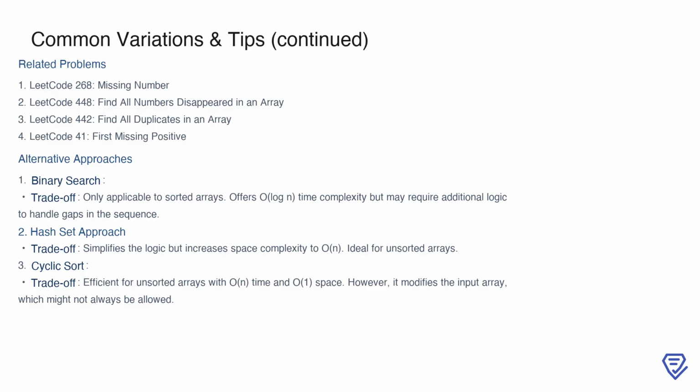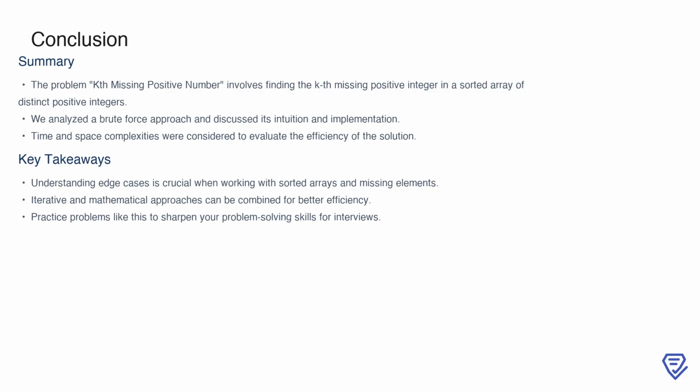Lastly, cyclic sort is an efficient choice for unsorted arrays, offering O(n) time and O(1) space. The trade-off here is that it modifies the input array, so it's not suitable if the original array must remain intact. Each approach has its strengths and weaknesses, so choose based on the constraints and requirements of the problem you're solving. Great job! To summarize, we covered the problem Kth Missing Positive Number, broke down the brute force approach, and discussed its complexities. Key takeaways include the importance of handling edge cases and combining logical techniques for better efficiency.